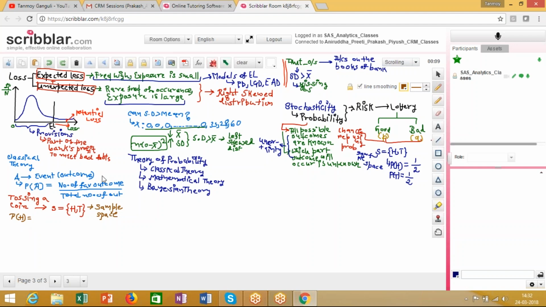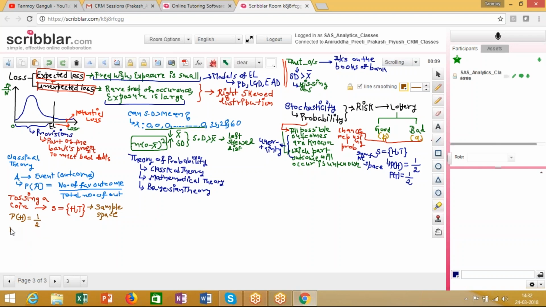Now, if we go by this given definition, the number of favorable outcomes divided by the total number of outcomes, what will you see? So, the probability of head is nothing but the number of favorable outcomes. If I toss a coin, in how many ways can I get heads? Only one possible way, right? So the number of favorable outcomes is 1 and the total number of outcomes is 2. Therefore the probability of head is half.